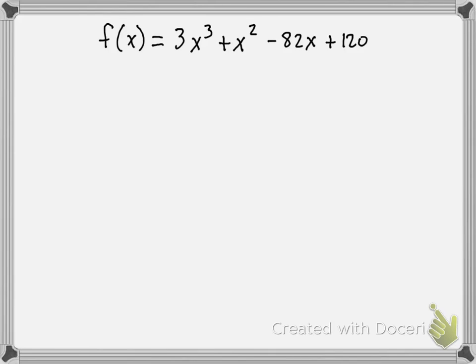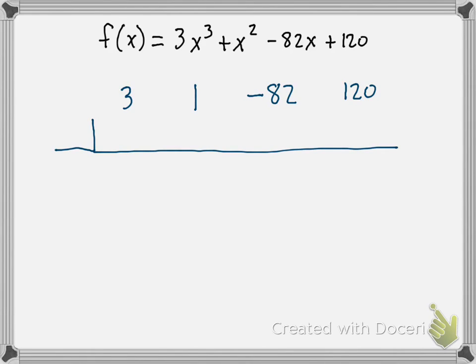All right, so we have f of x equals 3x cubed plus x squared minus 82x plus 120. So I'm going to write down these coefficients. The coefficient of x cubed is 3. The coefficient of x squared is positive 1. The coefficient of x is negative 82. And the constant term is positive 120. And so the number that they gave us that is a 0 is negative 6. And so we're going to do synthetic division, and we know the remainder should be 0.